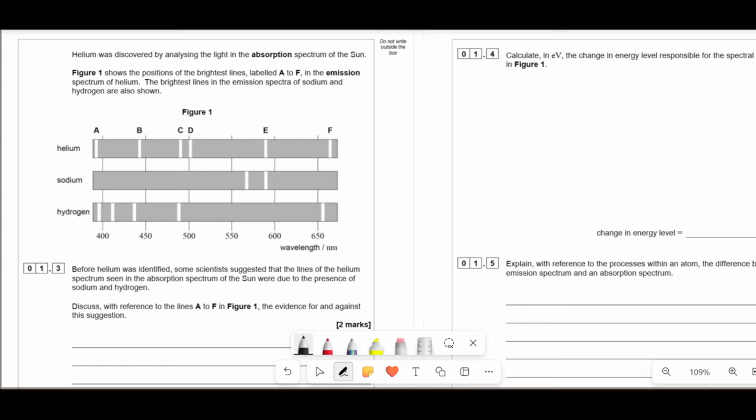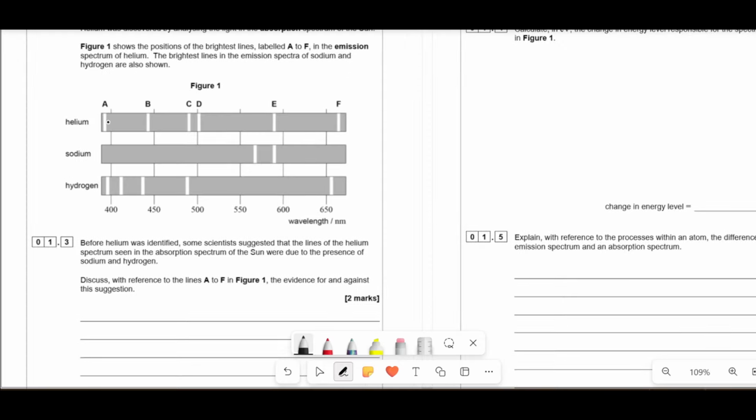So in absorption and emission spectra, if it's an absorption one, then you'll have dark lines, the black lines, that show the absorption of those wavelengths, whereas emission is what's being emitted, sent back out. So in this case, we're looking at emission spectra, so we're looking for the bright lines here, which is pretty straightforward because there are no dark lines.